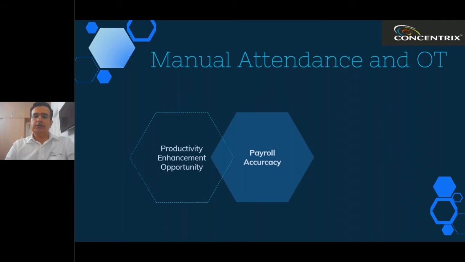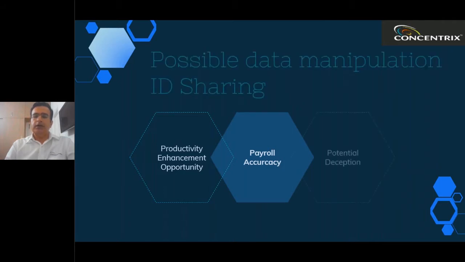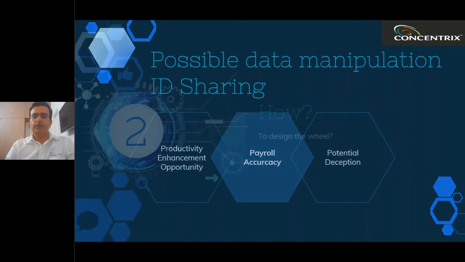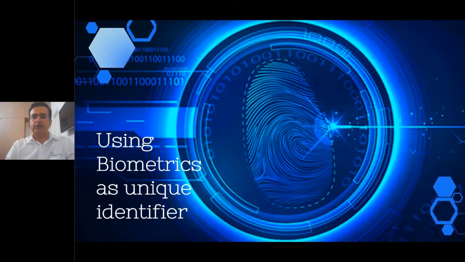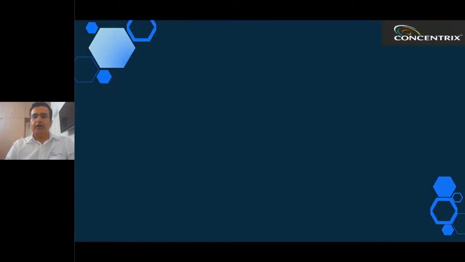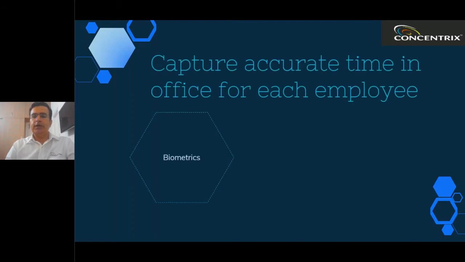We also had issues in the payroll accuracy, so we wanted to fix that part. And we also had issues that people can do password sharing. They could be sharing their passwords and it could lead to some data fraud. So we wanted to address that part also with this. And how did we do this? The basic thing that we started with was biometrics. And I'll cover how we built on this.